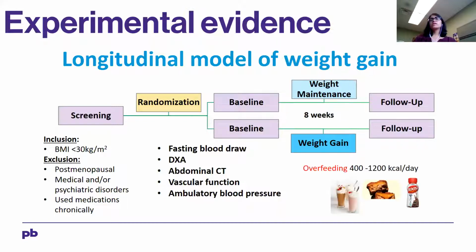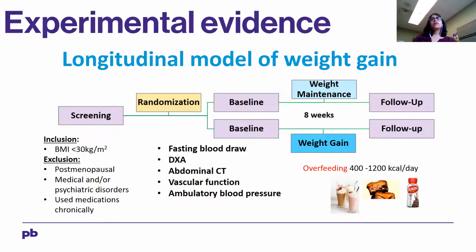The weight gain was done through overfeeding. Participants were asked to follow their regular dietary choices. They ate their food at home. But we provided them 1 to 3 supplements, such as shakes, chocolate bars, and Boost energy drinks, so that they were able to gain approximately 5% of their body weight in the 8-week period. If they were gaining too fast, we cut back on the number of supplements. If they were gaining too slow, we added supplements. And at the end of the 8 weeks, we did the follow-up measurements.